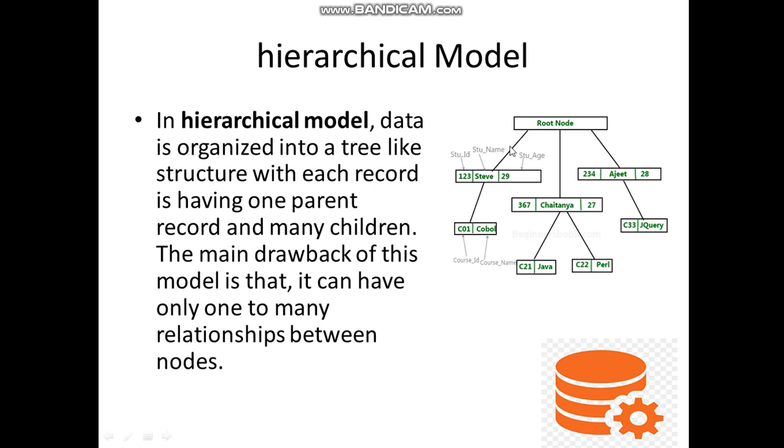Here you can see in the diagram the root node is the parent node. It has 3 children. Then the first level nodes again have children, and the next level nodes again have different children. So that means one parent can have multiple children, but one child cannot have multiple parents. This is the hierarchical model, and this is its drawback, that it just supports one to many and one child cannot have more than one parent. But in the network model this drawback has been removed. Okay, clear?